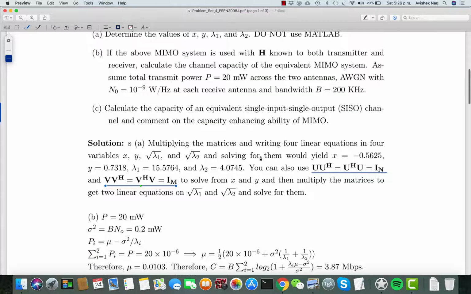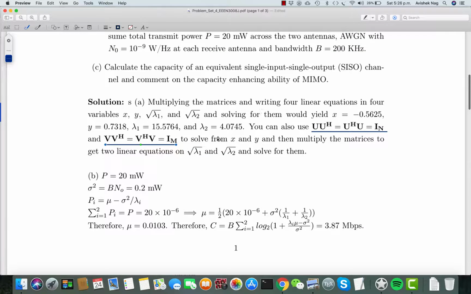The final values will be x equal to minus 0.5625, y equal to 0.7318, lambda 1 will be 15.57 and lambda 2 will be 4.07.